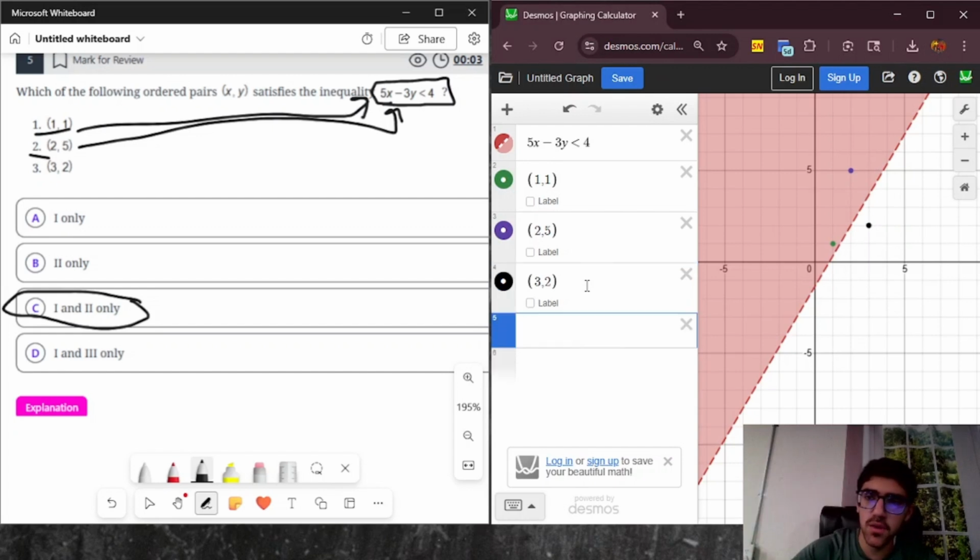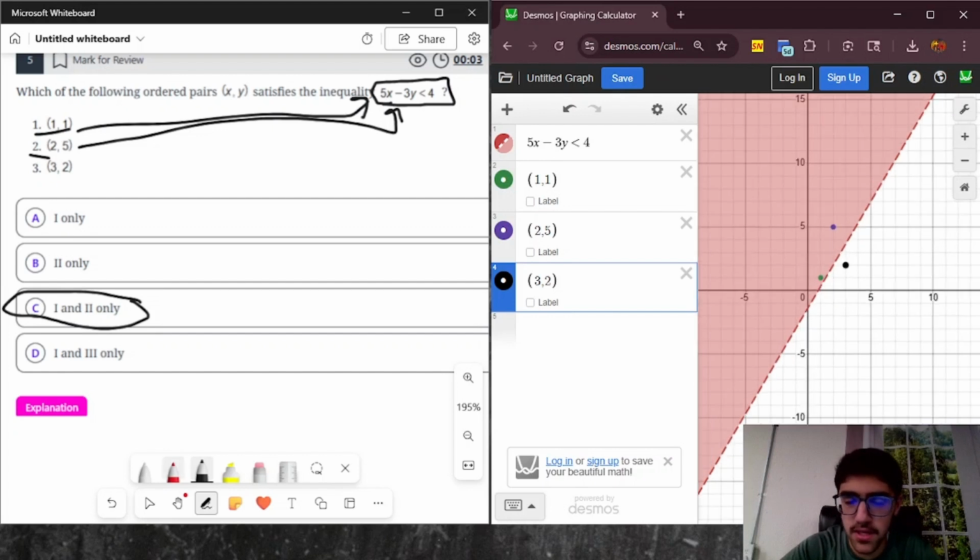Let's say you want to check (1, 1). You just do 5 times 1 minus 3 times 1, and that equals 2, and that has to be less than 4. 2 is less than 4, so 1 is a solution. But it's much quicker. Honestly, it depends on preference, but for me, I think that just using Desmos is a lot quicker than plugging all the points in.